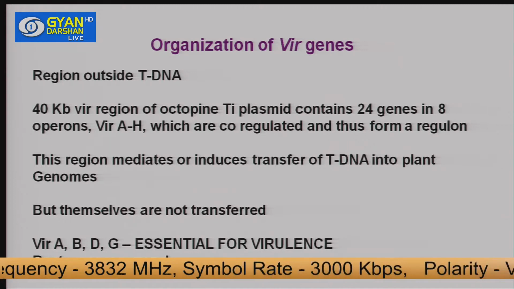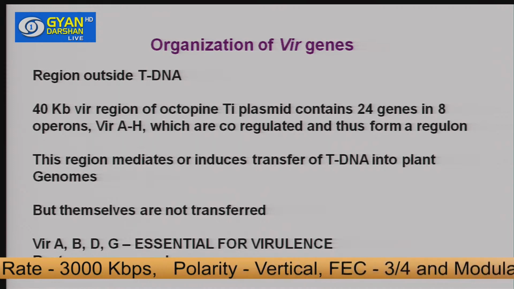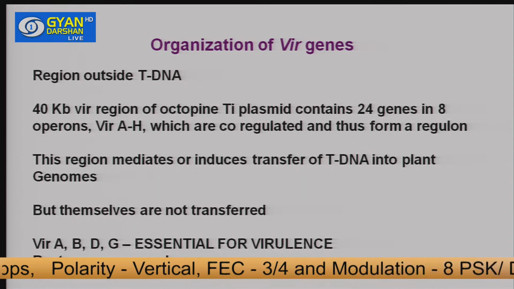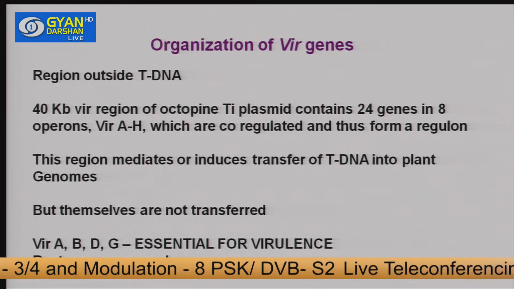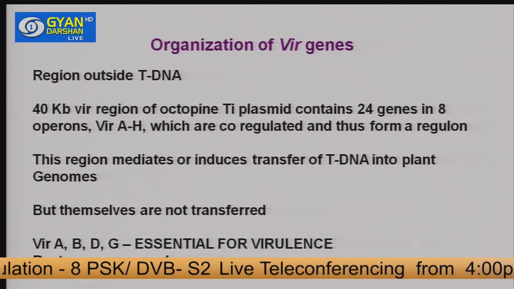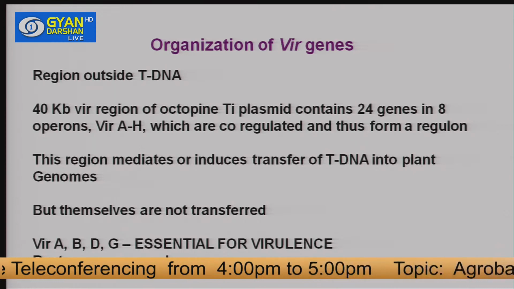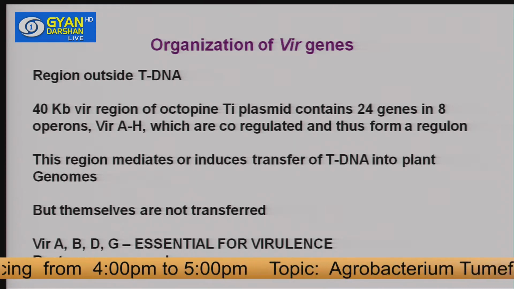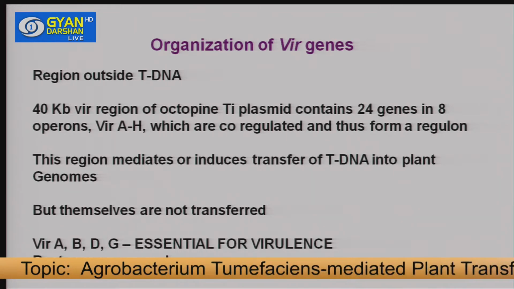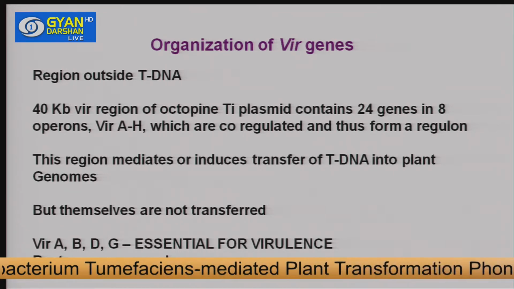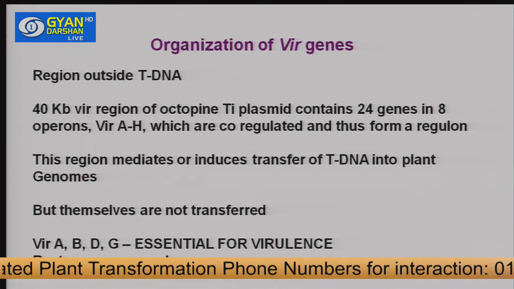or the VIR genes, and there are 8 operons, as I said, VirA to VirH, and they are co-regulated, and therefore we call it an operon system. They are co-transcribed. Now these virulence genes are not transferred to the plant. They don't gain entry into the plant. Then you must be wondering what is their utility. If they are not transferred into the plant system, then why are they required? They are required for the transfer process. They help in the transfer process, but they themselves don't get transferred into the system.